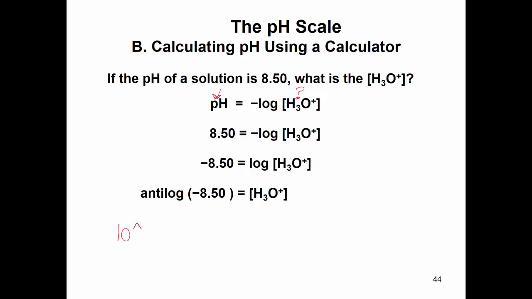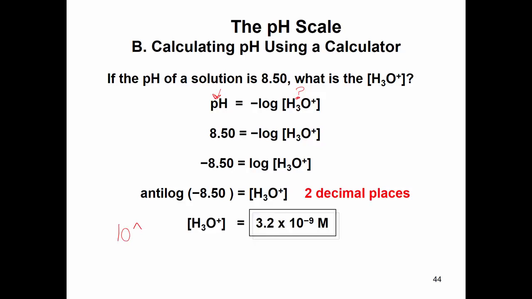So hopefully you've had this in your algebra classes and so forth. But you take the anti-log, so second function log of, and you can't forget that negative, negative 8.50. And you should get 3.2 times 10 to the negative 9 molarity. So check your calculator, it should look like this. I put it in parentheses just to make sure.